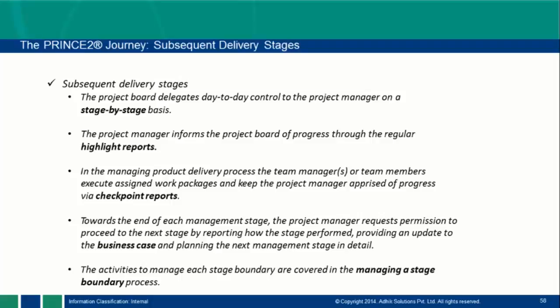Second, in the managing product delivery process, the team manager or team member executes assigned work packages and keeps the project manager apprised of progress via the checkpoint report. This is another report, the checkpoint report. In this report, the team manager is involved. Team manager means team leader, and team. The project manager is controlling the stage, and the team managers are executing these stages. They are working on work packages.